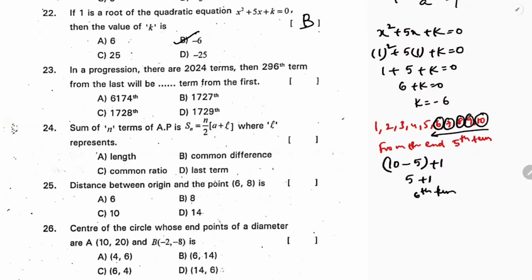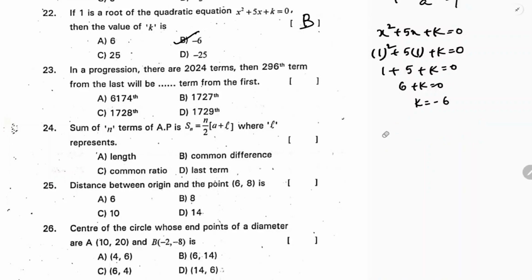In the same way, here from the end the 296th term. So what you'll do is, from the total take out 296. So 2024 minus 296 is 1728. So add 1 for that. You'll get 1729. So the 1729th term is the 296th term from the last. So the correct option is D.